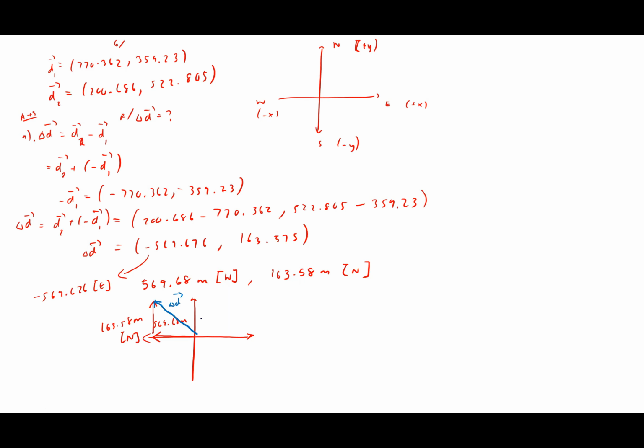And in order to find your displacement vector, you need to use the Pythagorean theorem. So you would do 569.68 squared plus 163.58 squared, and that should give you the magnitude of your displacement. So I'm just going to crunch that in the calculator. It does take a little bit of time, guys, but you have to get used to this. Okay, so I got 592.7 meters, and this is what your displacement will be.